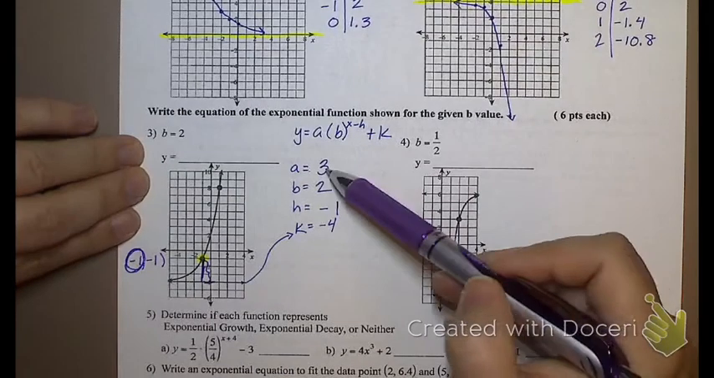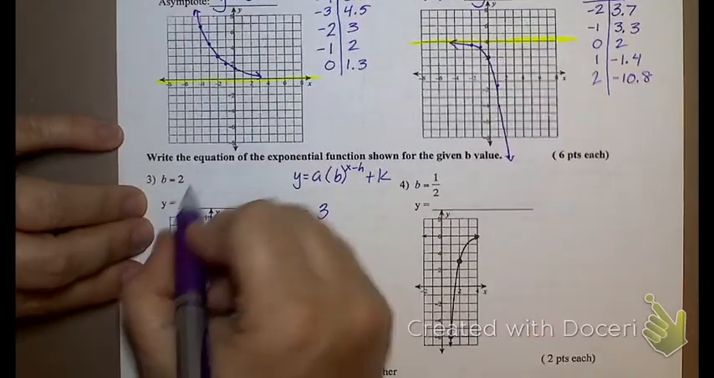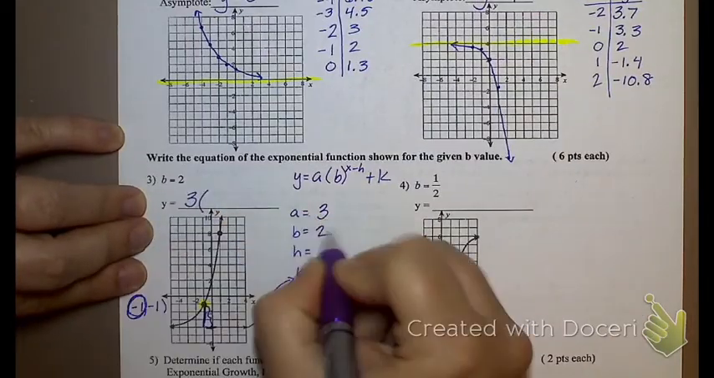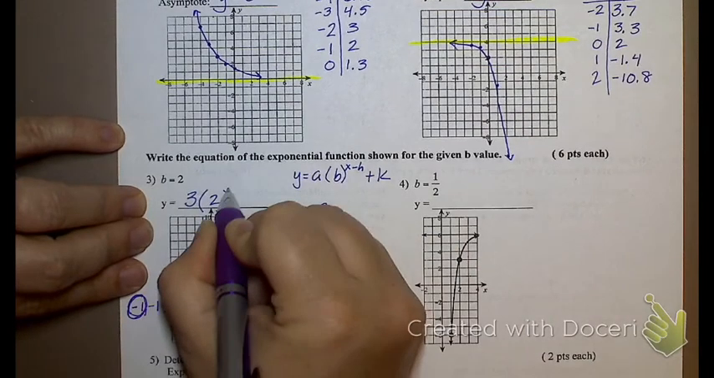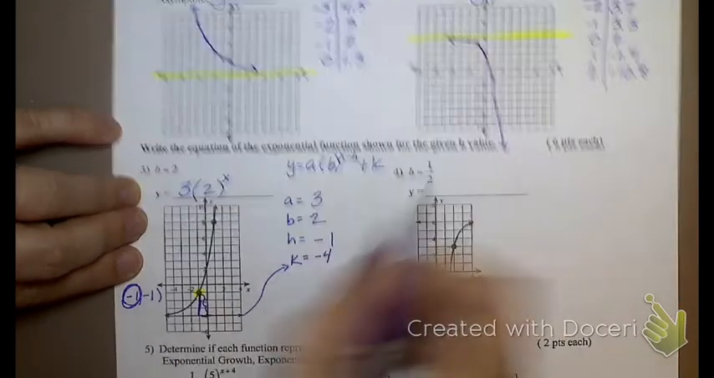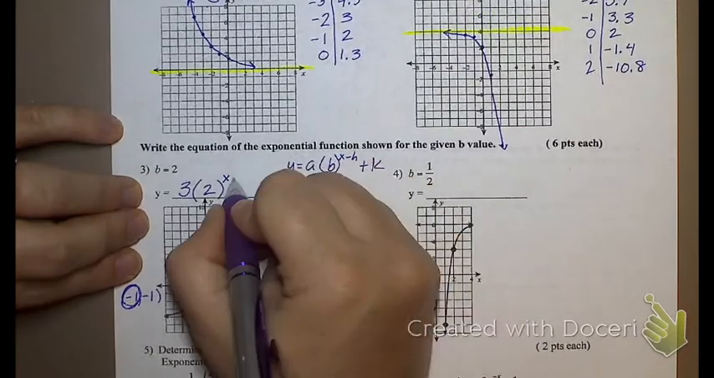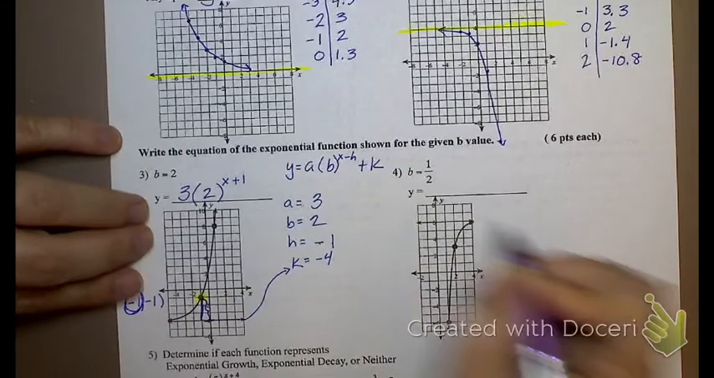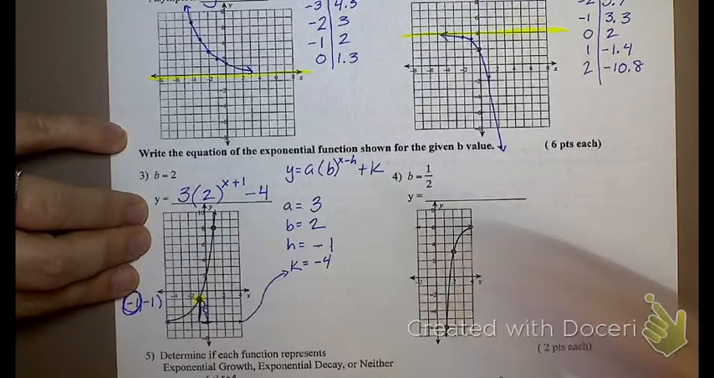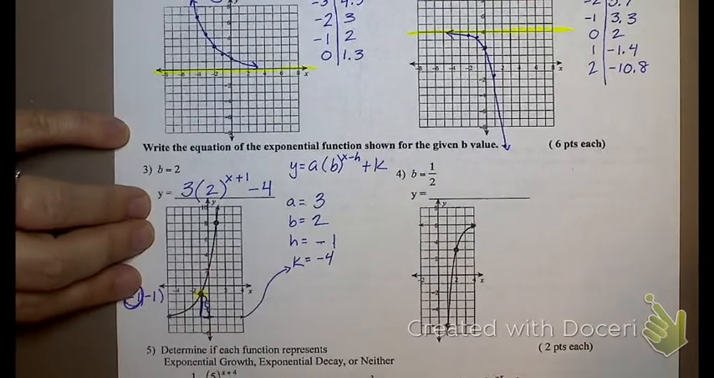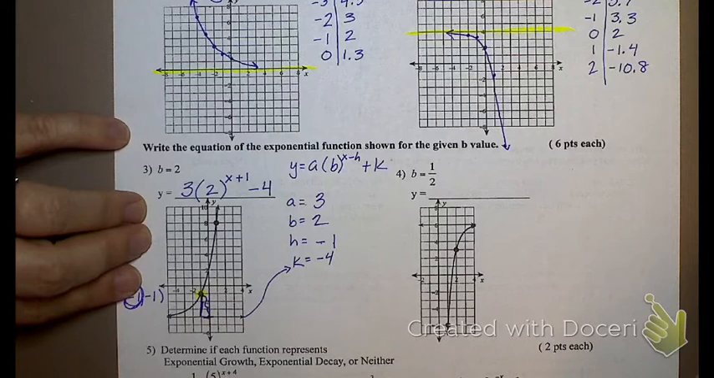So now I just put all this stuff into here and I'm done. So let's see. 3 times 2 to the x minus h. So I always have to change the sign of h. So negative 1 would look like a plus 1. And then k is negative 4. There's my equation. Done. Not too bad.